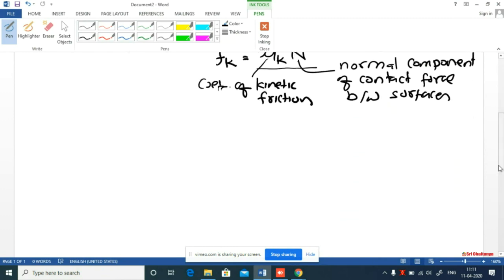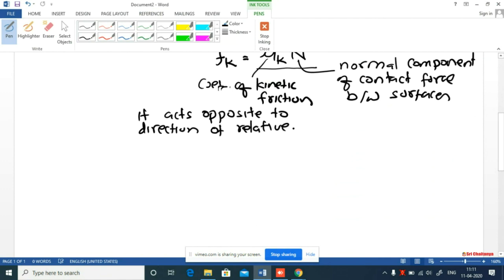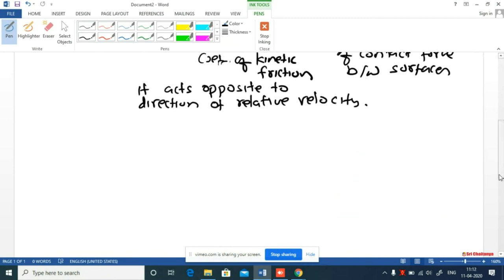So now, what's the direction in which it acts? That's also very simple. It acts opposite to the direction of relative velocity, or you can keep on saying relative motion. When we say relative motion, we simply mean relative velocity, right?